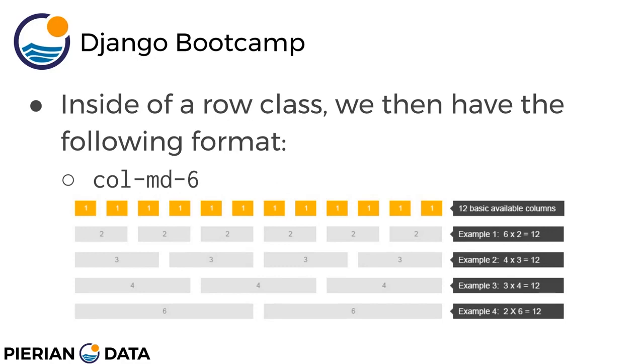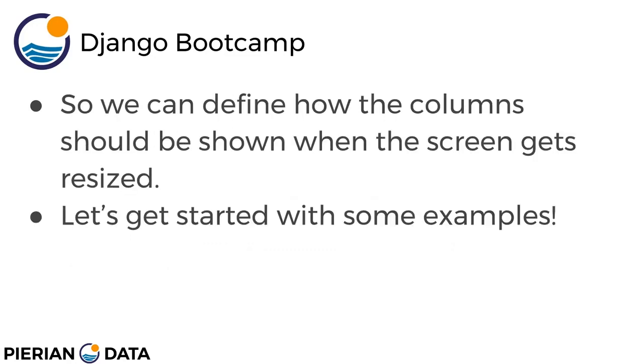So for example, we have a call like this, col-md-6. That basically says when the screen size is of a medium screen size, and there are actual pixel amounts to quantitatively define what a medium screen size is, I want this certain thing, whatever's in this container, to take up 6 columns, or half of the available screen. All right, so we can define how the column should be shown when the screen gets resized, and those are basically known as breakpoints. So let's get started with some examples.